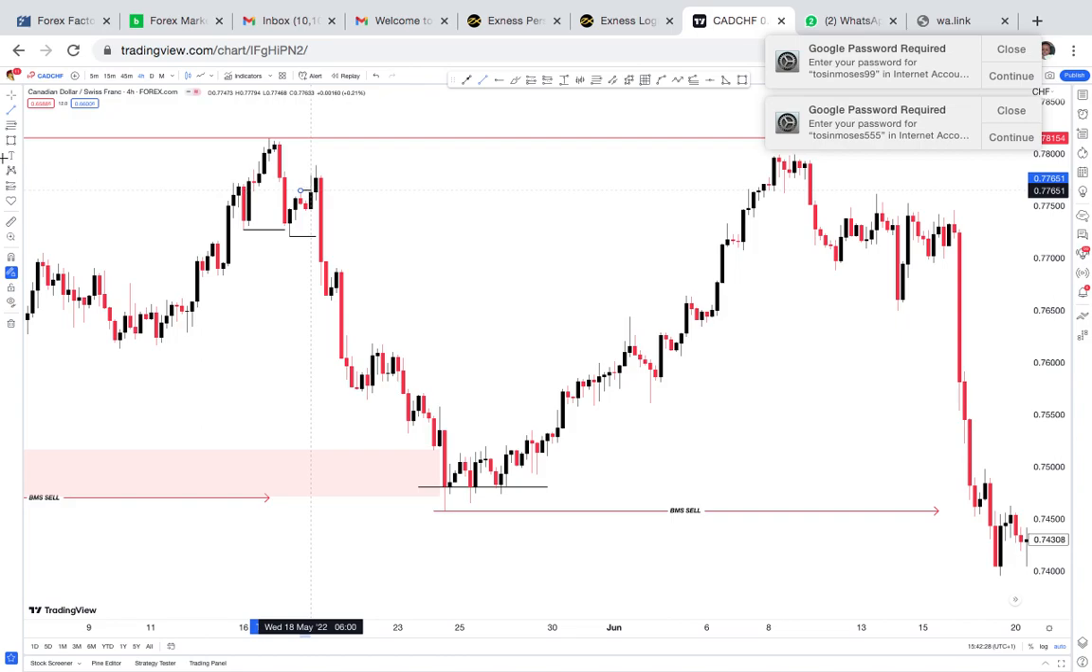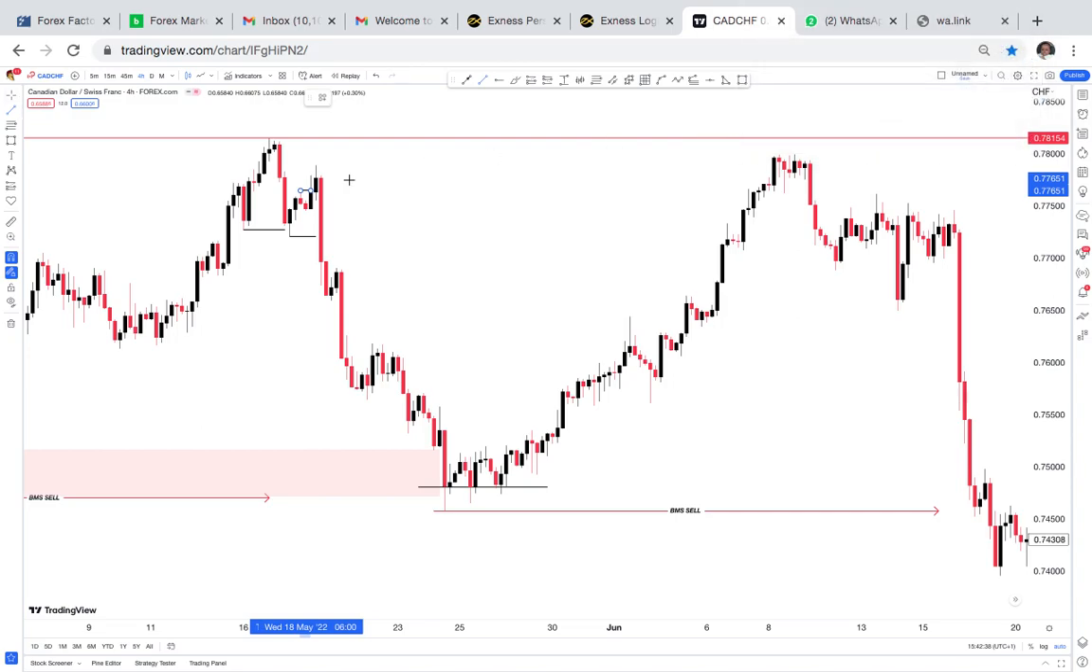So this is where I'm looking to sell. Always look out for liquidity because that's what price is looking for. So don't be the liquidity. You look out for the liquidity. This is up, down, up, down.